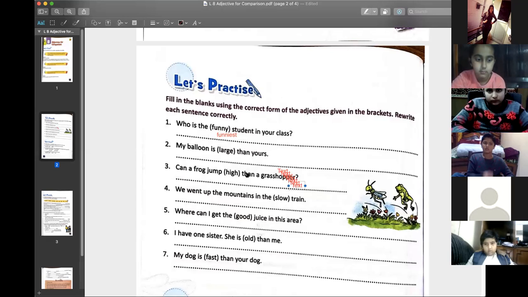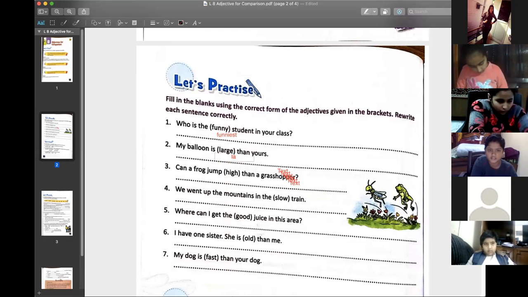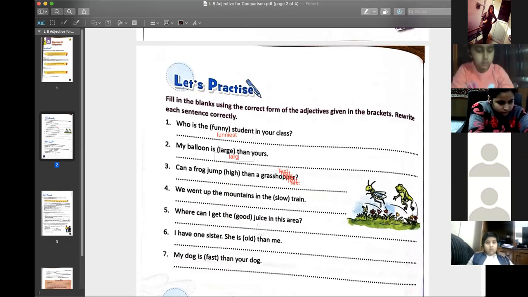Yes, so the answer is funniest. My balloon is dash than yours. Aditya Gerola, my balloon is larger than yours. Excellent, larger. Can a frog jump dash than a grasshopper?